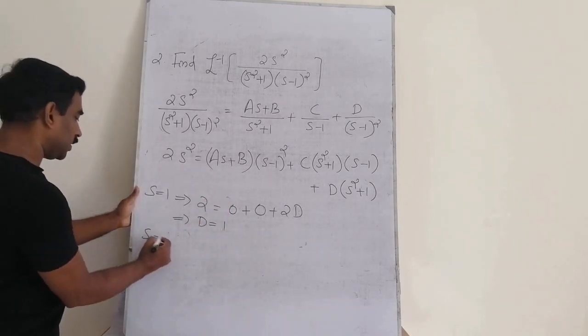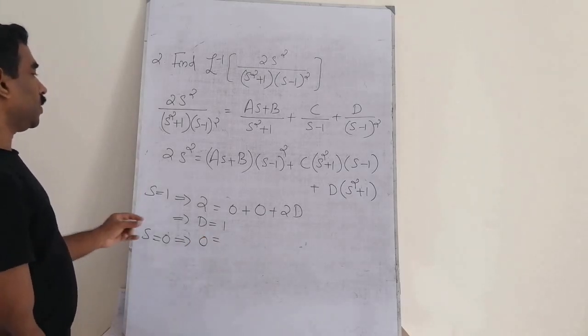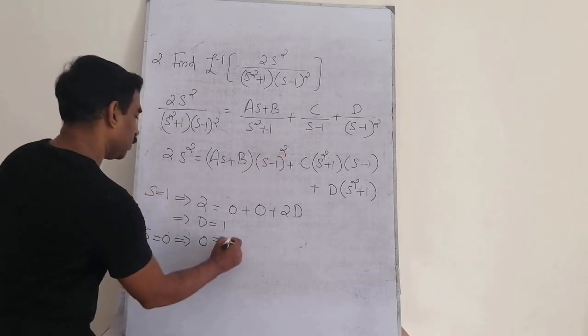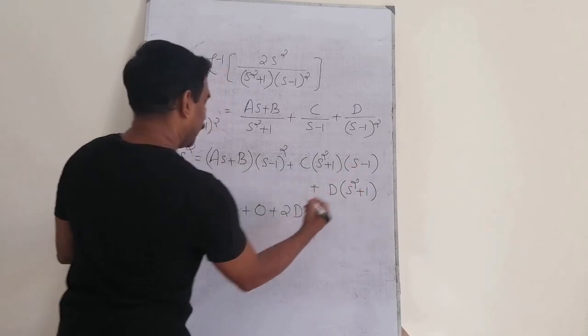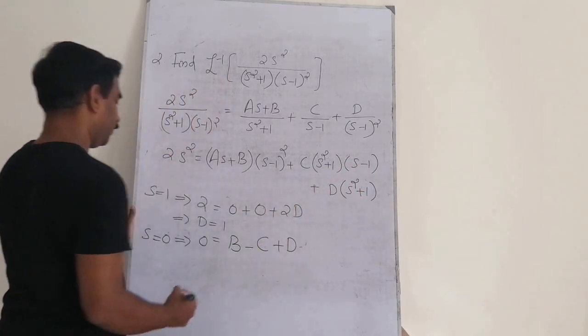And another substitution, s equal to 0, gives the left-hand side equal to 0. So when s is equal to 0, the first bracket becomes b and the second becomes 1. So this is b, and this is equal to 0. This is 1, this is −1, that is −c plus d.